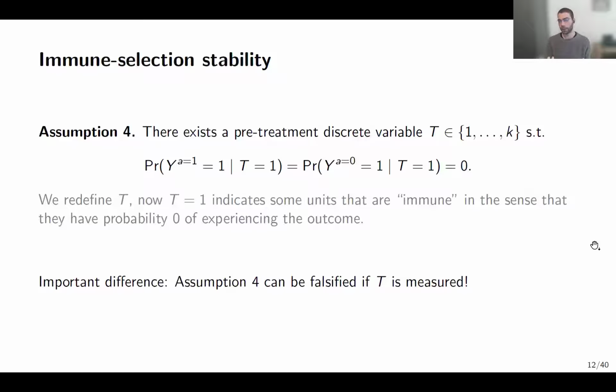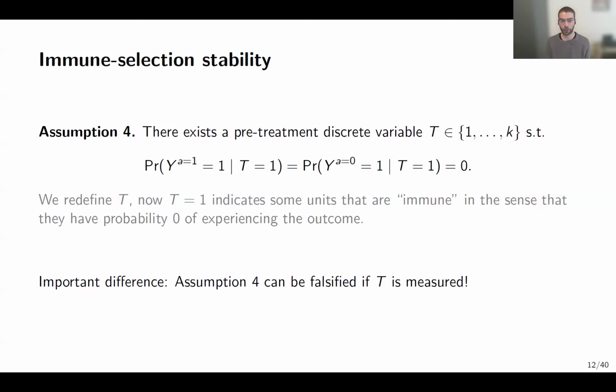So now t equal 1 indicates some units that are immune, in the sense that they have probability 0 of experiencing the outcome. But I'm not saying that those are all the immune individuals. I'm just saying that those individuals are immune to developing the outcome in this specific sense. This may seem a little technicality, but it actually makes a lot of difference, because now this assumption 4 is testable. Specifically, it can be falsified, because if I know what t is, I can recruit individuals that have t equal 1, randomize them either to treatment or control, and then follow them up, and I expect that nobody develops the outcome, right, in this hypothetical trial. If someone develops the outcome in this hypothetical trial, it means that assumption 4 is false.